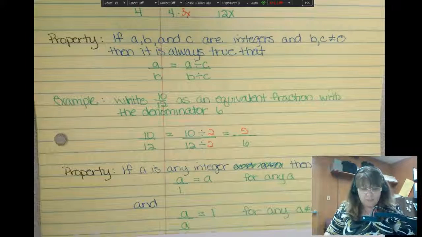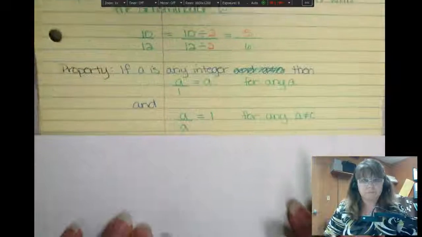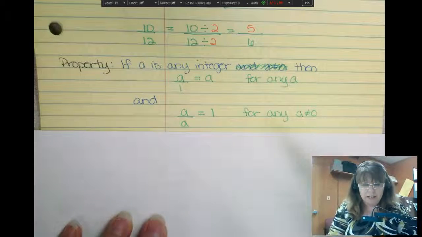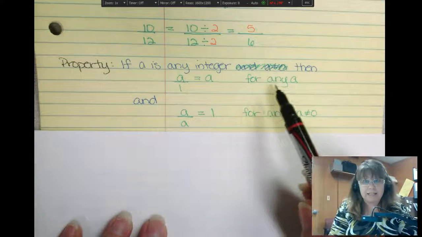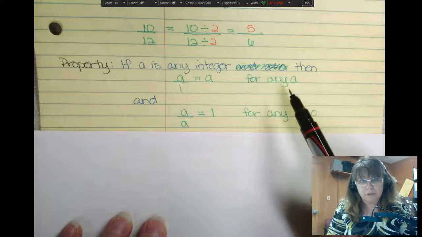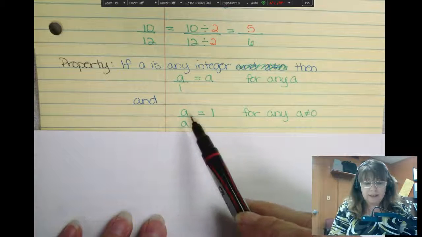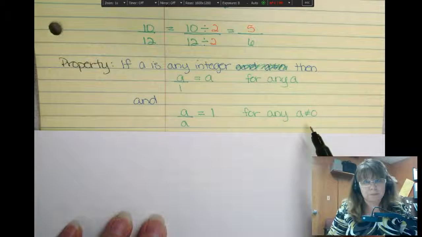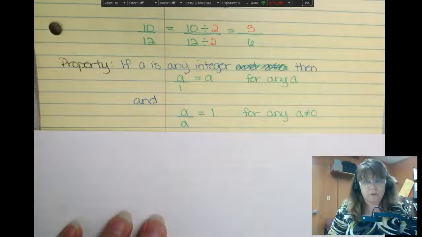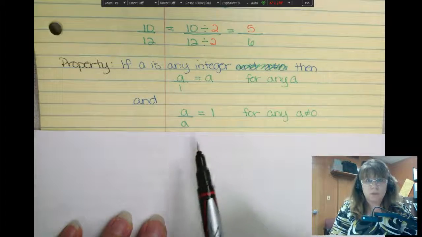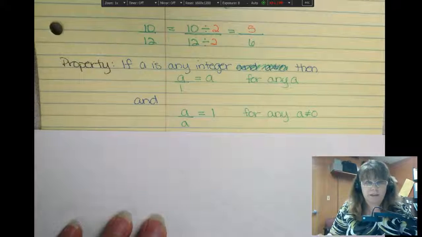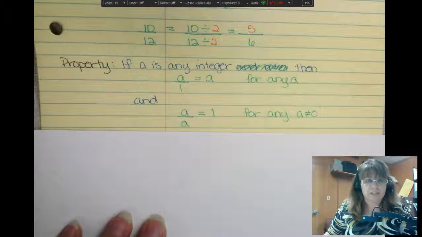Now, we have a couple of rules. If a is any integer, then a over 1 is a for any a, including 0. And a over a equals 1 for any a except for a equals 0. So 3 over 3 is 1, 12 over 12 is 1, 100 over 100 is 1. Anything over itself is 1, or is equivalent to 1, I should say.